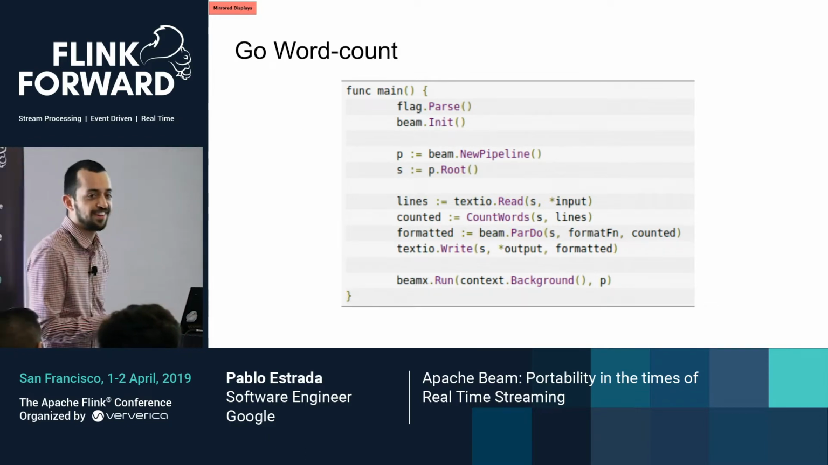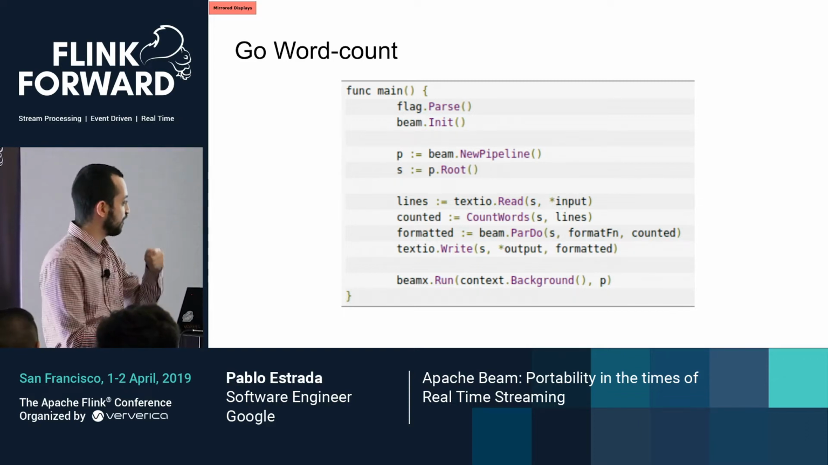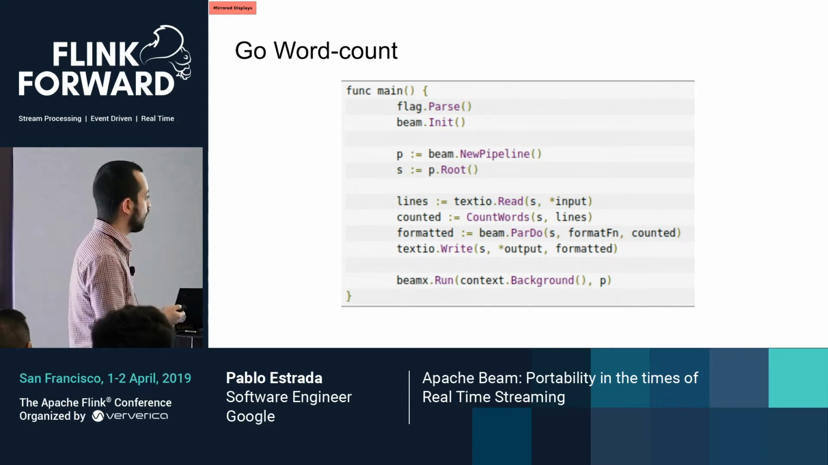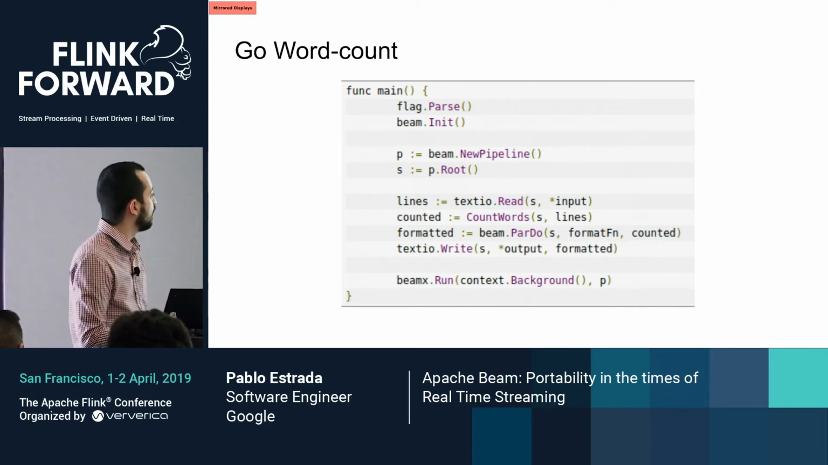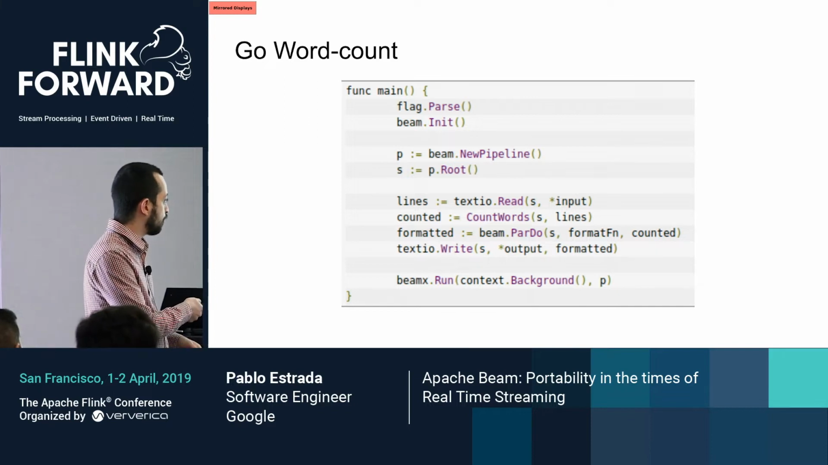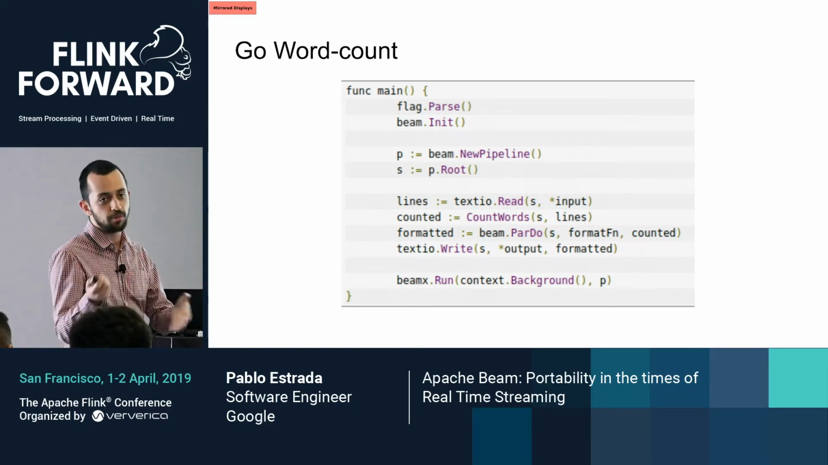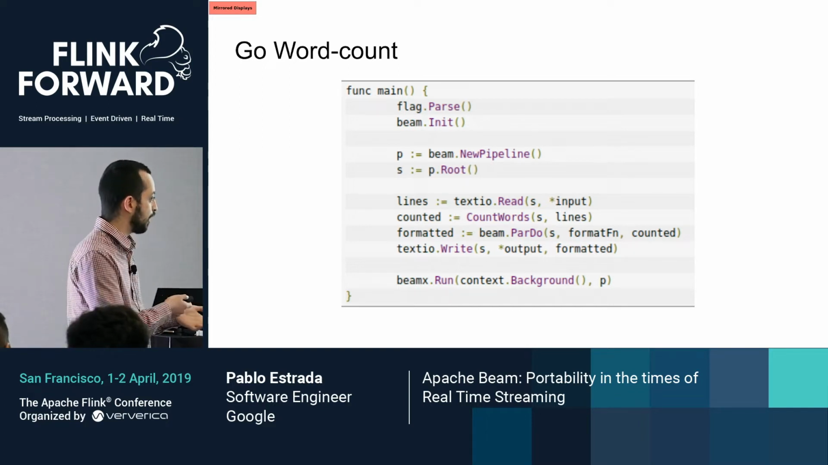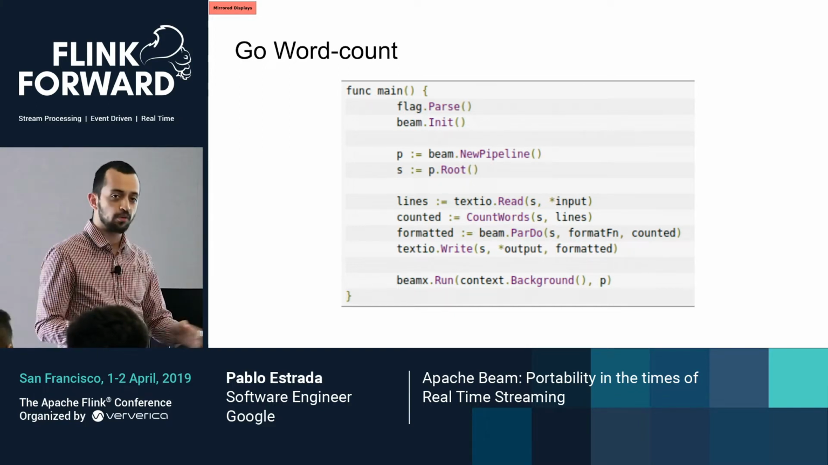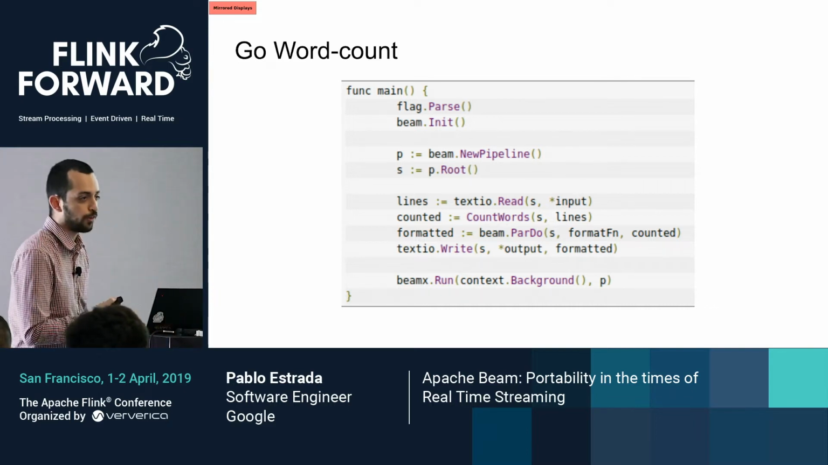So this is our Go word count pipeline. You can take this pipeline today, and as you can see, it's Go code. We read lines in from some files, and we apply a count transformation. Then we apply a formatting. We call it ParDo. In Flink, it's a map. And so we apply some formatting, and then we write it to files. This is a pipeline written in Go that we have currently running continuously on Flink for our tests.